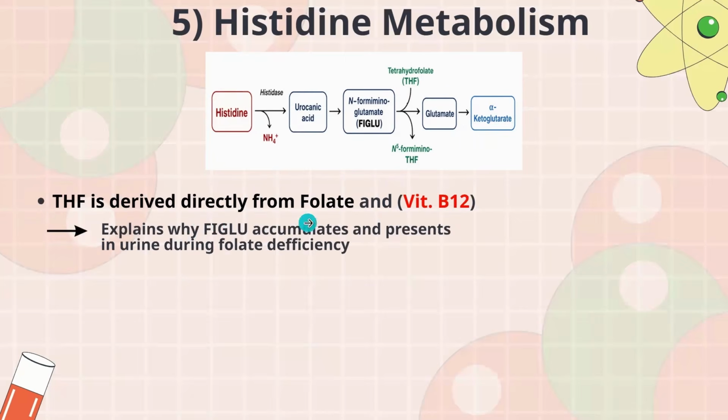It explains why FIGLU accumulates and presents in urine during folate deficiency. If we have folate deficiency, we don't have THF, and that is going to cause FIGLU accumulation in urine. THF, okay, is responsible for other stuff. This is not as high yield, but it is just good to understand.